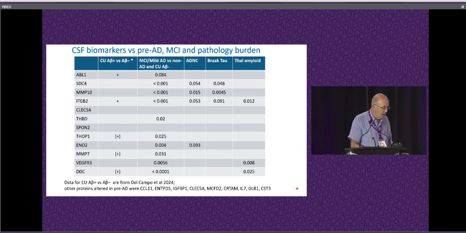Now, when we look at different kinds of neuropathology in the autopsy series, we can see that some of the markers are relevant to neuroinflammation, ITGB2, MMP10, SDC4, for example. ENO2 is a more neuronal marker, and not that many are related to thal amyloid, but VEGFR and DDC seem to have some relationship, whereas other markers don't. So in summary, I think these are interesting findings.